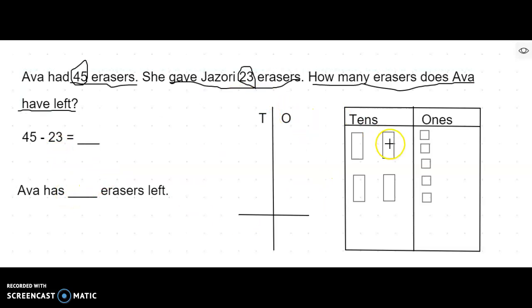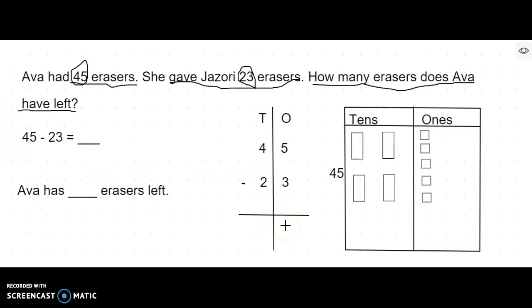Now I need to set up my strategies. I already filled in my place value picture chart. I have 4 tens and 5 ones. And the reason I have 4 tens and 5 ones is because Ava had 45 erasers before she gave some away. So her whole was 45. I want to know how many she had left after she gave some away. So I'm starting with 45 because that's her original amount. It's the whole. 45 goes on top as the whole, and then minus 23 because that's how many she gave to Jazori.